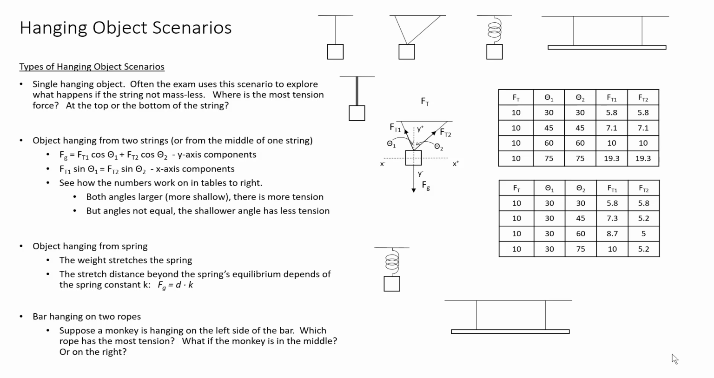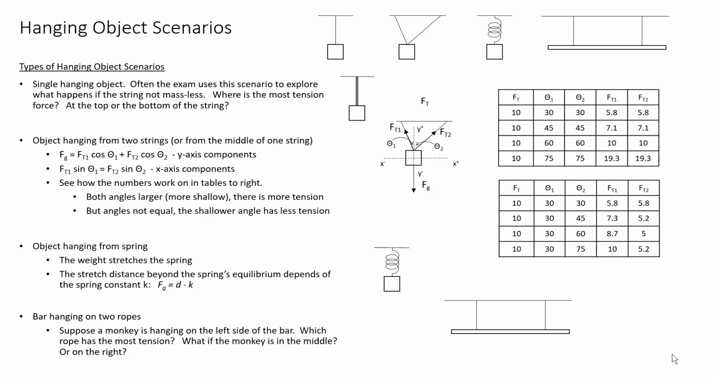You may see something on the exam like this, where there's an object hanging from a spring. And the key thing to know about this is that the distance that the spring stretches is proportional to how much weight is hanging from it. And it's according to this little equation. And in that equation is the spring constant. And the spring constant for a very stiff spring would be high, and for a weak spring would be low. So there may be a question or two on this.